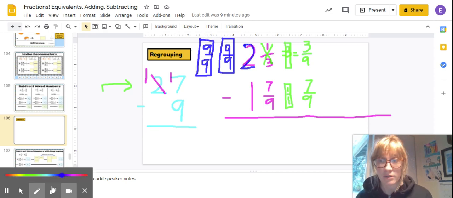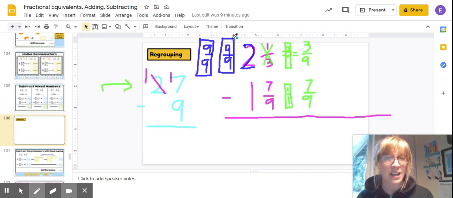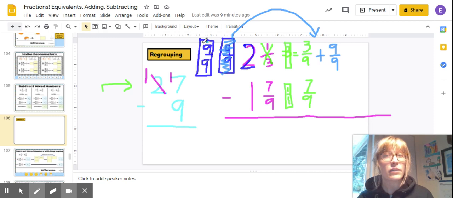So we're going to just borrow one of those, right? So we're going to just take it over. We're going to move it on over and say this 9/9 is going to move right over here. Okay, and we're going to add it on to our 3/9. Okay, so this has moved right over there, leaving us with 1 whole left here. So now I have 1 whole.